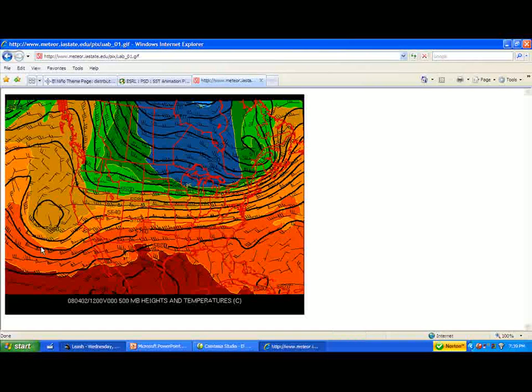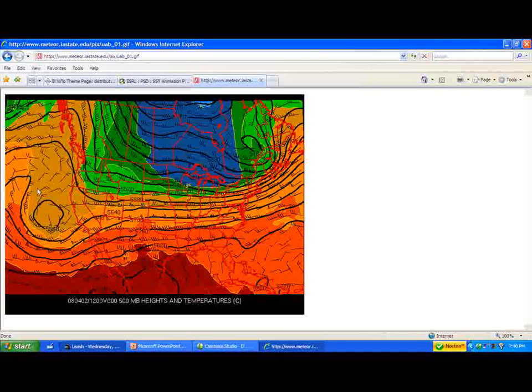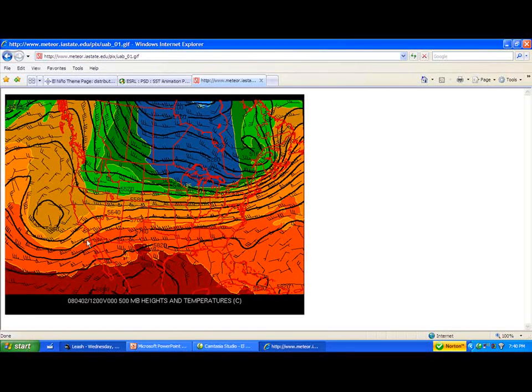Notice that here we have a trough. Remember these isohips? Trough. Now a ridge. Here's a ridge right here. We have a ridge. We have a trough. And these are what we call waves in the atmosphere. Remember we talked about short waves, long waves? Now, again, this is 500 millibars, so this is halfway up in the atmosphere.